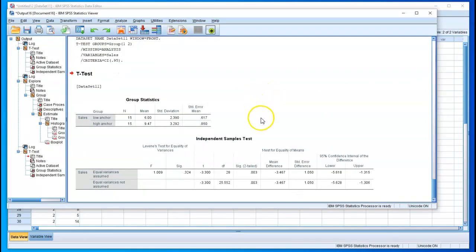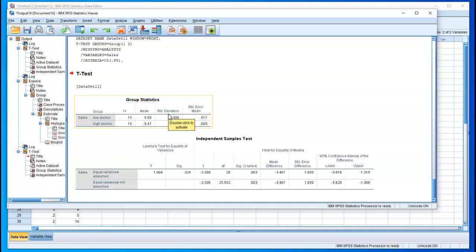Okay, so this gives us our independent measures t-test. The low anchor group on average sold 6, or people purchased 6 sports drinks per transaction. And in the high anchor group, people purchased on average 9.47. The standard deviations for these two groups look fairly similar. It's 2.39 and 3.29. And that's important because one of the assumptions of the independent measures t-test is a homogeneity of variance. And that is that these two standard deviations from the samples are estimating the same population parameter.